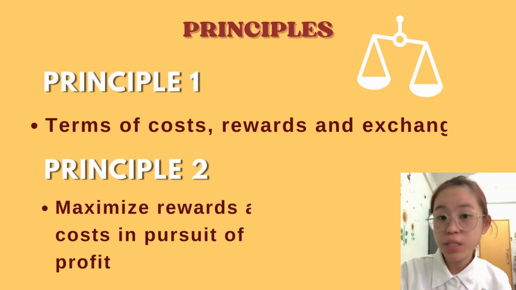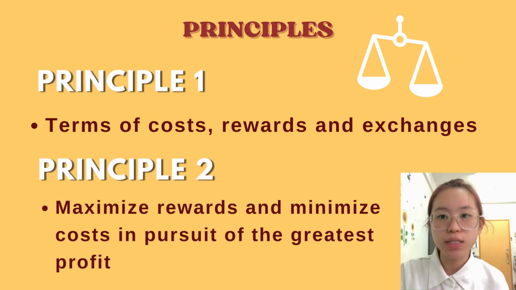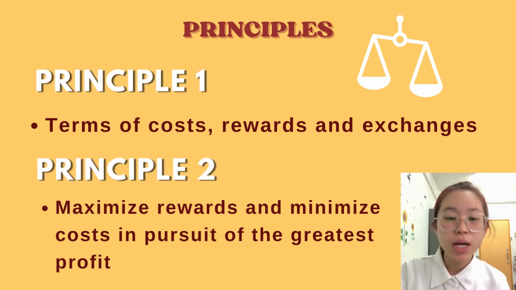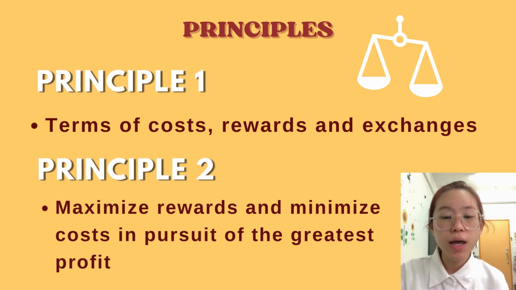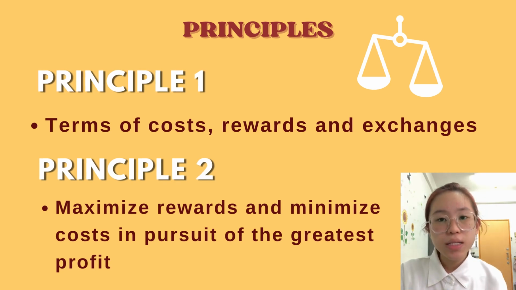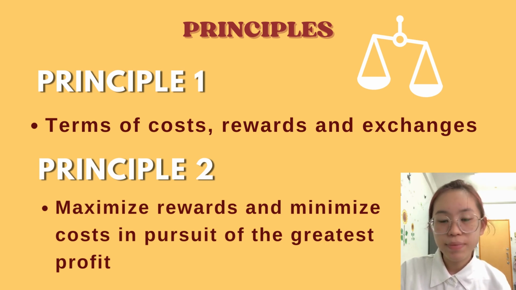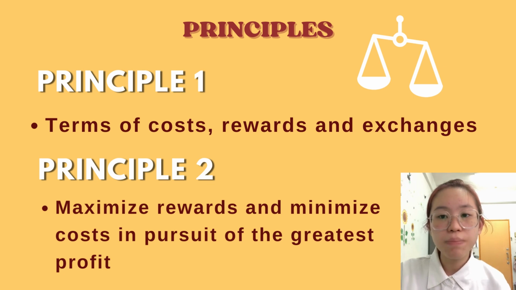Next, we'll come to the principles of the theory. The first principle is that social behavior can be explained in terms of costs and rewards, and also the exchange. This principle's importance comes from how it loosely applied economics to human decision making. The second principle is that people seek to maximize rewards and also minimize the cost in pursuit of the greatest profits. This reflects a belief that people are generally motivated by their own self-interest, regardless of their decisions.